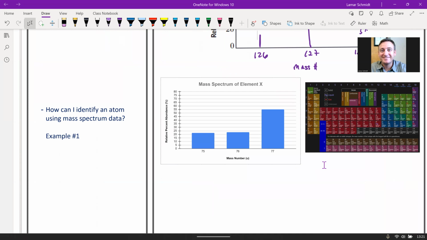And this is just one I made up. All right, I just put this in Excel and made this up. But what we see is we have mass numbers of 75, 76, 77. And if I said, well, what is the average atomic mass of this element? All right, what is the average atomic mass of this element? Can we do that? Where are we going to look first?